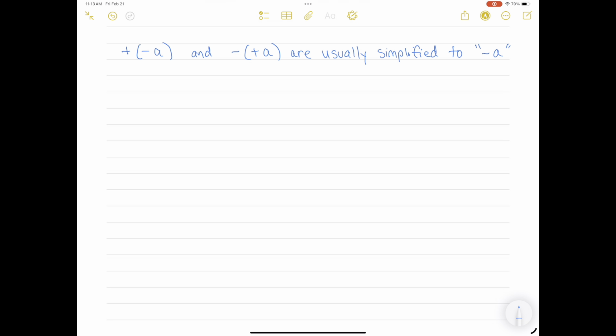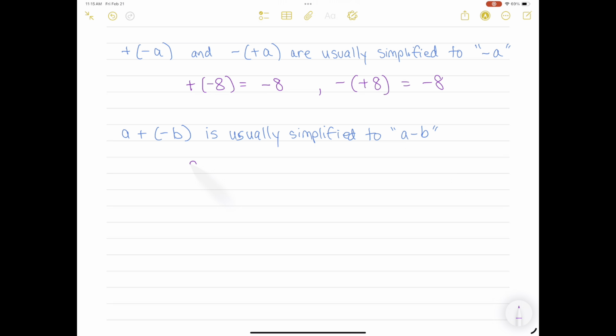Plus negative a and the negative of positive a are usually simplified to be minus a. So, for example, the positive of negative 8 is negative 8. The negative of positive 8 is also negative 8. For any numbers a and b, a plus negative b is usually simplified to a minus b. For example, 8 plus negative 4 equals 8 minus 4, which equals 4.